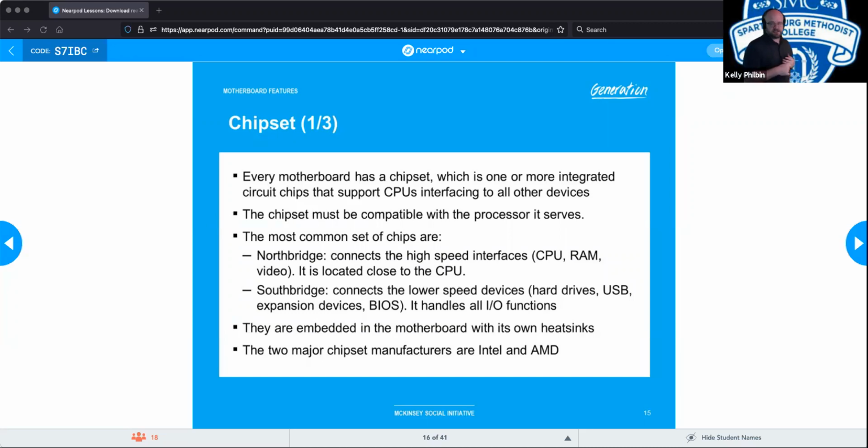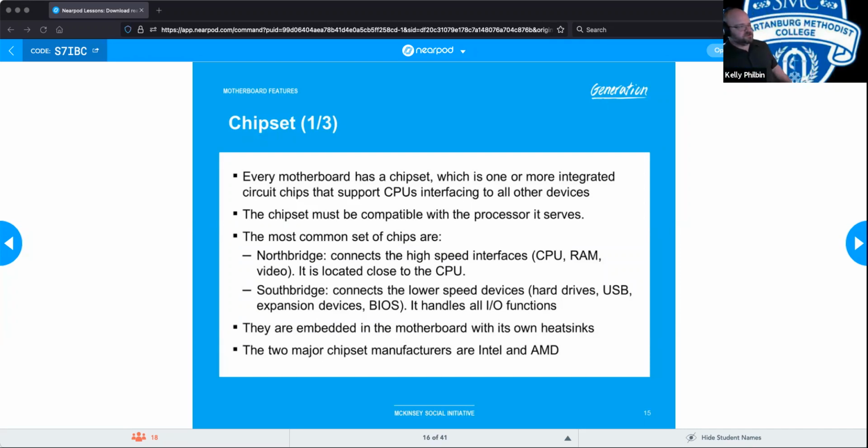And obviously, the more we push through these things, the more heat they create, and we need to disperse that heat, hence the heat sinks. And that allows for very quick identification of the North Bridge, because it will be the largest heat sink outside of the CPU, and it's generally geographically close to that CPU.